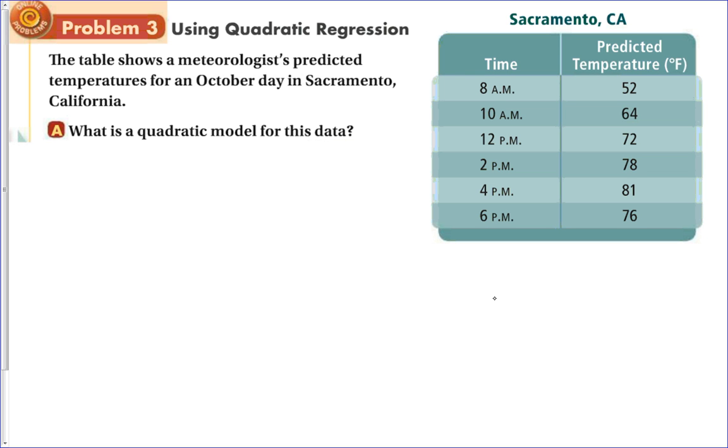I'm going to explain a little bit, and then we're going to pop over to the Inspire, and I'm going to show you how to do this. Here we have our data. It says the table shows a meteorologist's predicted temperatures for an October day in Sacramento, California. We need to find the quadratic model for this data.